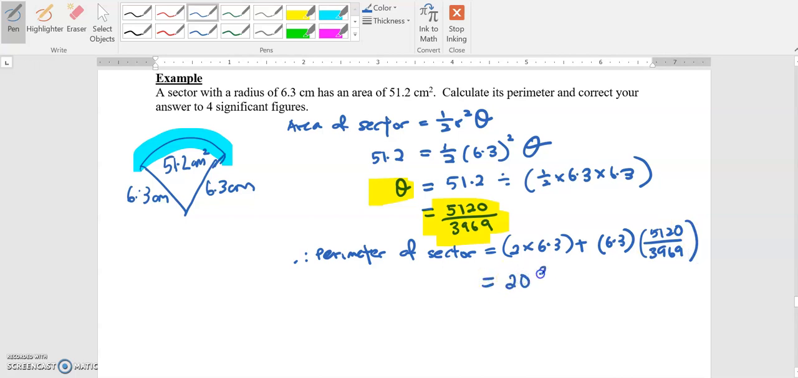I get 20,229,315 in exact terms. But the question didn't want me to do it in exact terms. The question wants me to leave my answer in 4 significant figures. So I'm going to get this sorted out. Over here in conversion it will be 20.7269, so on and so forth. So 20.73 cm in 4 significant figures.